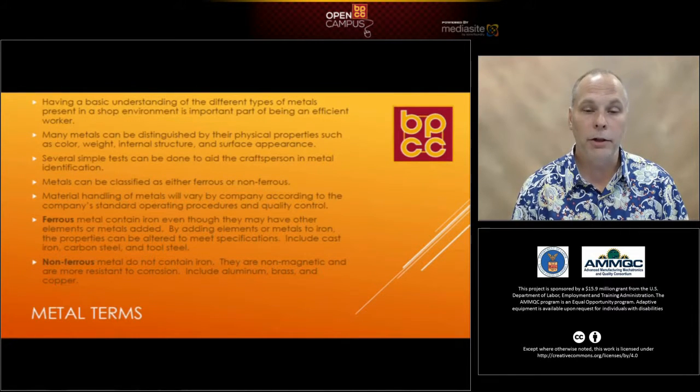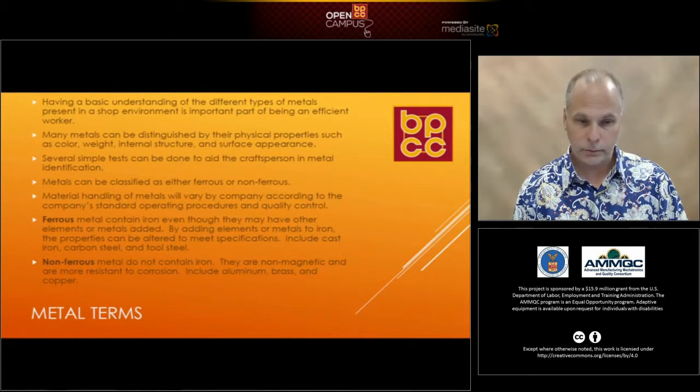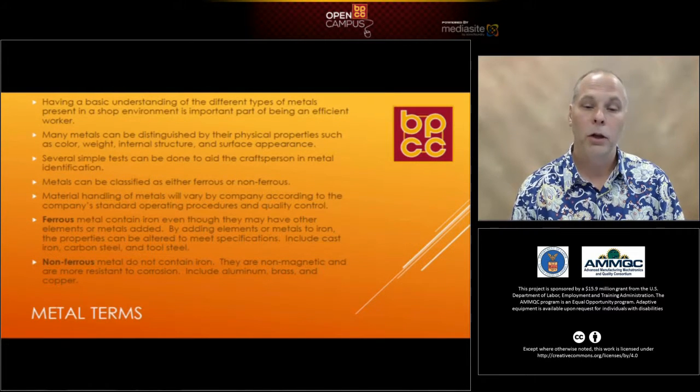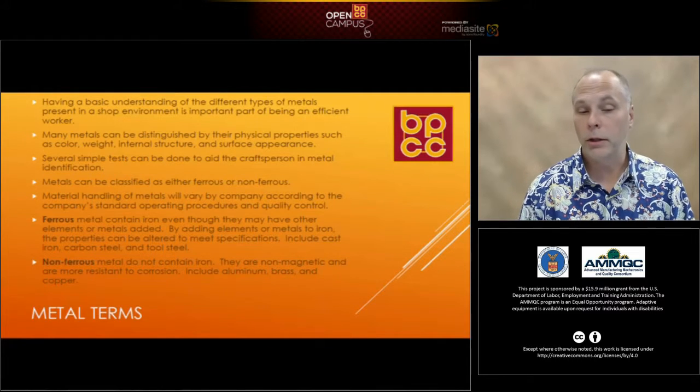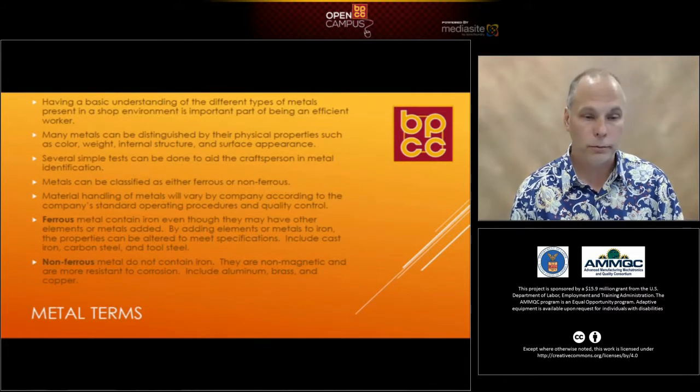Many metals can be distinguished by their physical properties such as color, weight, internal structure, or even surface appearance. Simple tests can be done to aid a craftsperson in metal identification. Metals can be classified as either ferrous or non-ferrous, and we'll cover what each of those is in a second. Material handling of metals will vary by company according to the company's standard procedures and policies, and sometimes quality control.